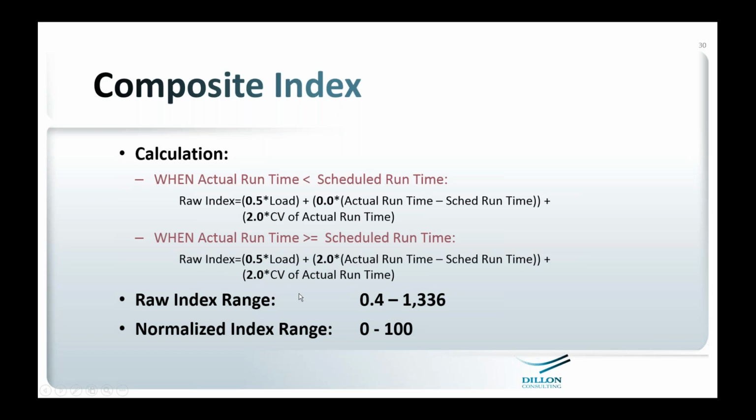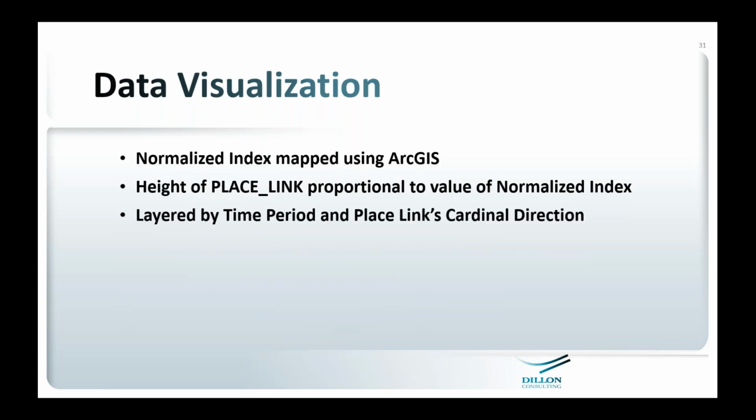And when we calculated that over all of the records, the range was from 0.4 to 1336. So we normalized that, so the range was between 0 and 100. So the higher the value of the normalized index, the greater the need for transit priority. So we mapped that using ArcGIS, and we did it in 3D, so that the height of the place link is proportional to the value of the normalized index. And I'll just show you that in a second. And it's layered by time period and the place link's cardinal direction, east, west, north, or south.